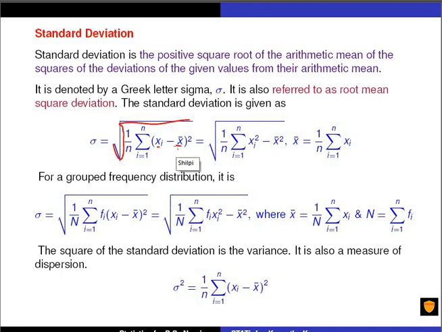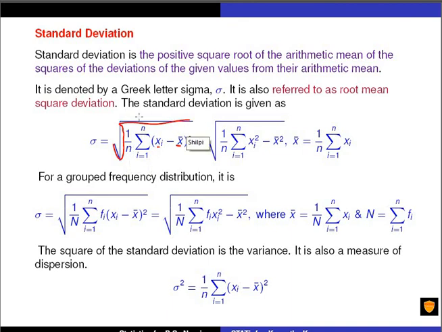This is their arithmetic mean, these are the given values present in the data, and this is the mean of these values. This is the deviation, xi minus x bar, and xi minus x bar whole square is the square of the deviation of the given values from their arithmetic mean. And this is the arithmetic mean of the square of the deviation of the given values from their arithmetic mean, and then the positive square root.